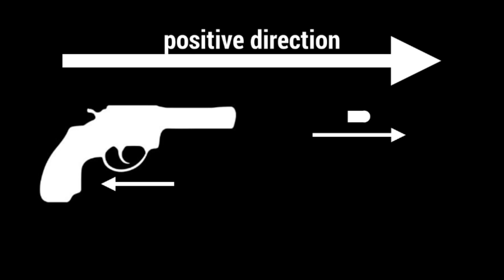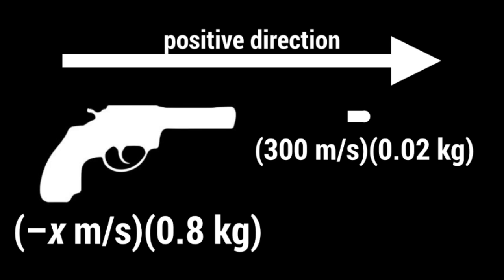First, let's establish what direction the positive direction is in. We know that the bullet is traveling in the positive direction while the gun is traveling in the negative direction. So we'll say that the gun is traveling at negative x meters per second. To find the momentum of both the gun and the bullet, all we have to do is multiply out the masses times the velocities. Notice that for the mass of the bullet, I used 0.02 kilograms instead of 20 grams.